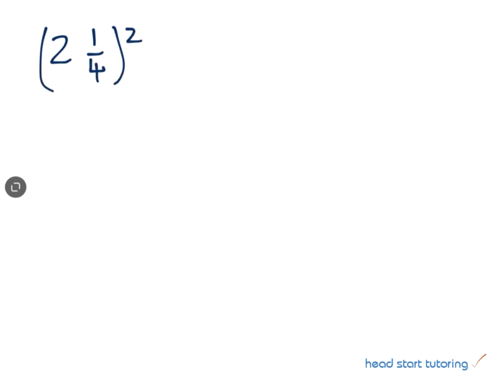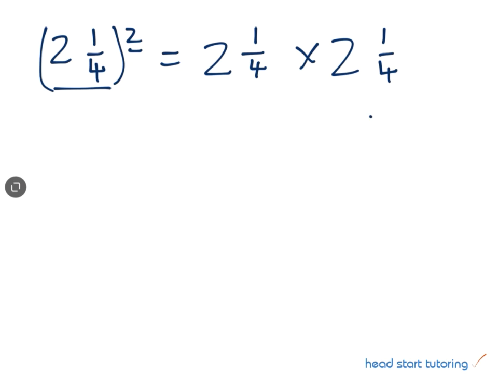When we are squaring a mixed number, all we need to do is rewrite it. So we know that any number that has been squared is just that number multiplied by itself. So 2 and a quarter squared is equal to 2 and a quarter times by 2 and a quarter. Right, and because we are now working with mixed numbers, we know that before we multiply, we need to convert those mixed numbers into improper fractions.